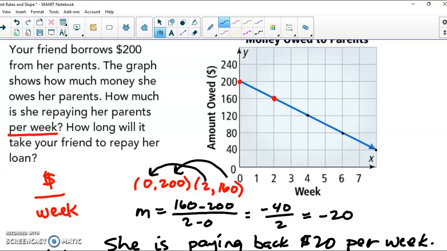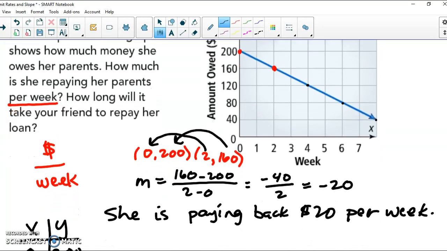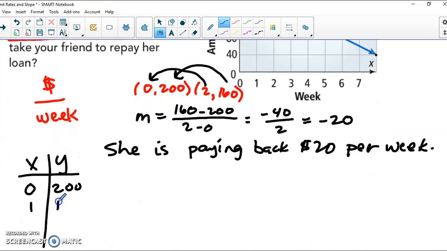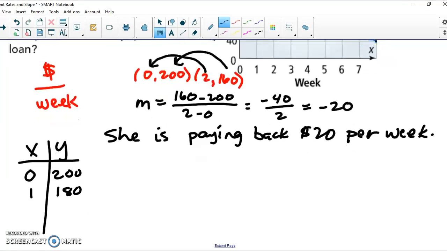After 1 week, I'm going to owe 20 less than that, right? Because we just found that we're paying 20 per week. So I'm going to owe 180. After 2 weeks, I'm going to owe 160. After 3 weeks, I'm going to owe 140. After 4 weeks, I'm going to owe 120. And this is going to keep decreasing over time.